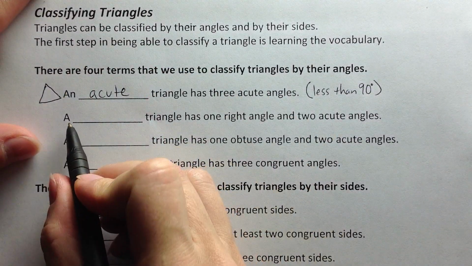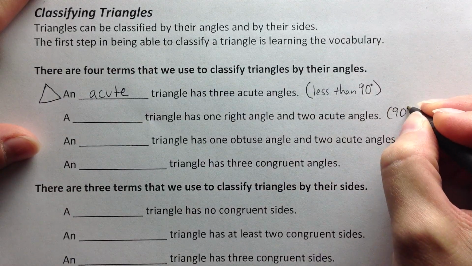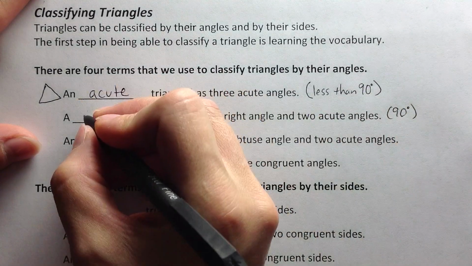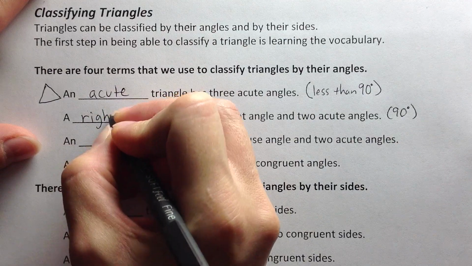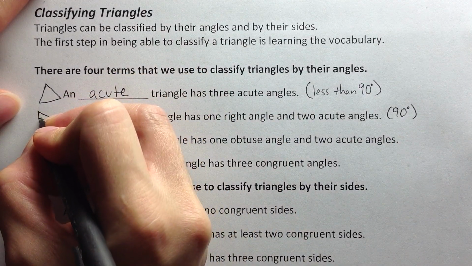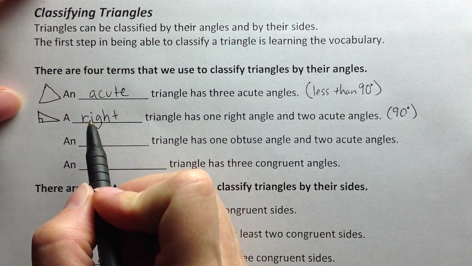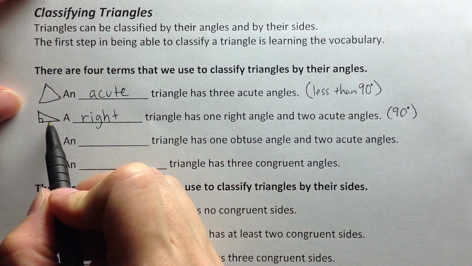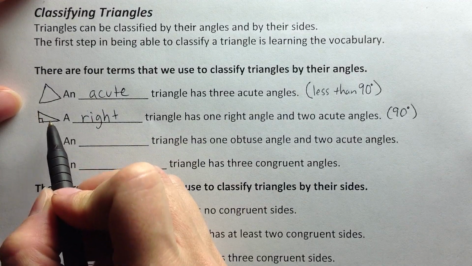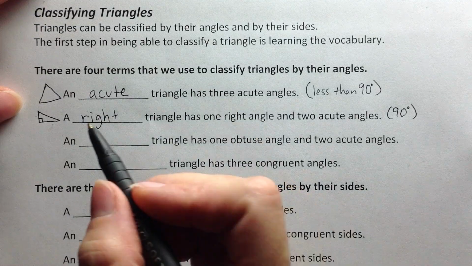Okay. If it has a right angle, remember that's your 90-degree angle, it's going to be a right triangle. Remember the symbol for that was that little box in the corner. A right triangle, the two sides that make up the right angle are called legs, and the other one is the hypotenuse. We'll talk about that vocabulary more later.